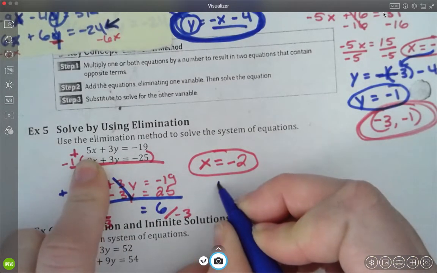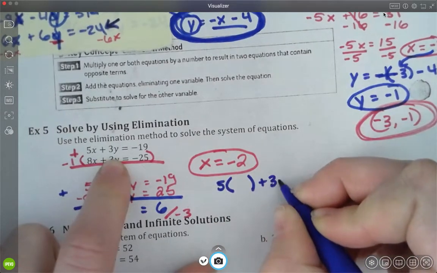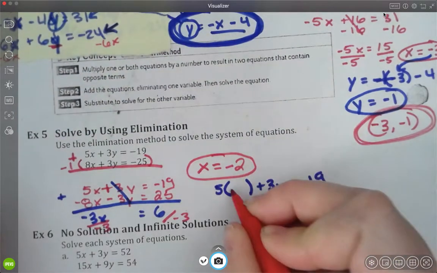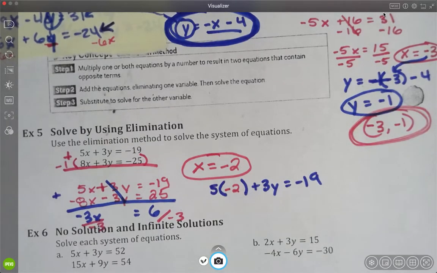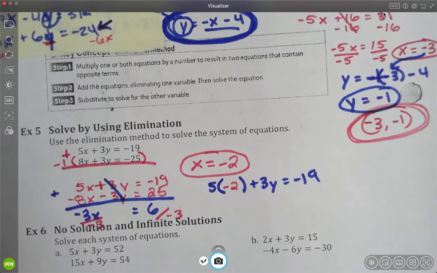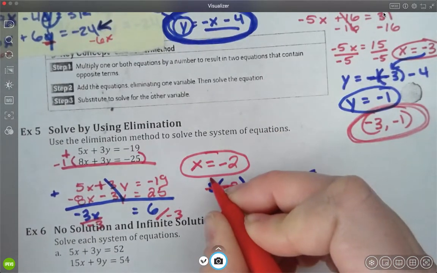So 5 times x plus 3y equals negative 19, and x was negative 2, so I'm plugging him in there. Do you see how this works? Plug him back in, okay? And now what? Now what do I do? You multiply the 5 and negative 2 is negative 10, okay?